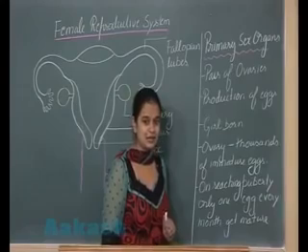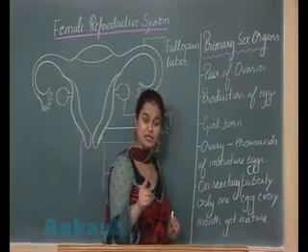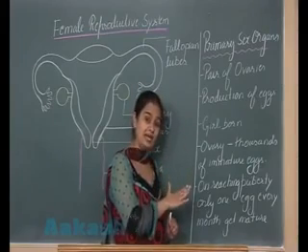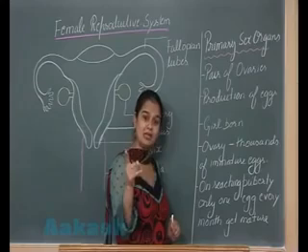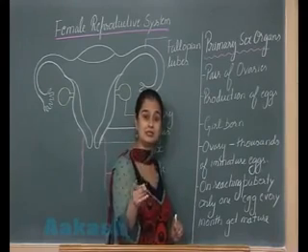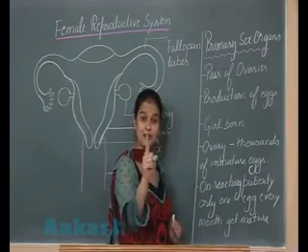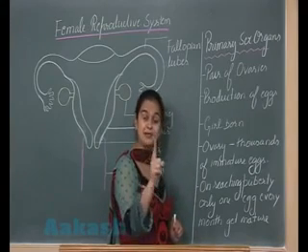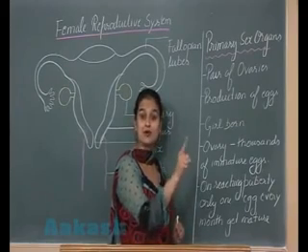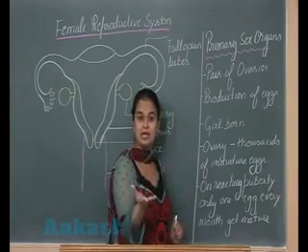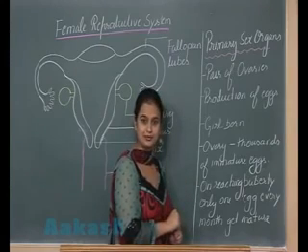What that means is that gametogenesis, egg formation, in the case of the female starts in the embryonic stages. But what about the male? In the male, gametogenesis starts on reaching puberty. Is this clear or not? In the female, it starts in the embryonic stages, but in the male it starts on reaching puberty.